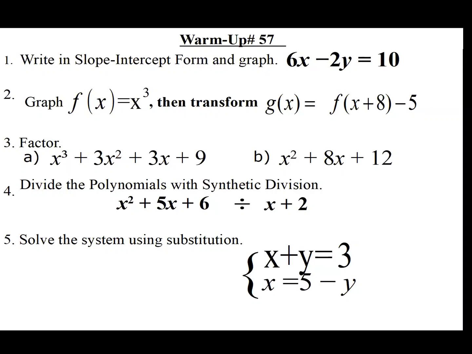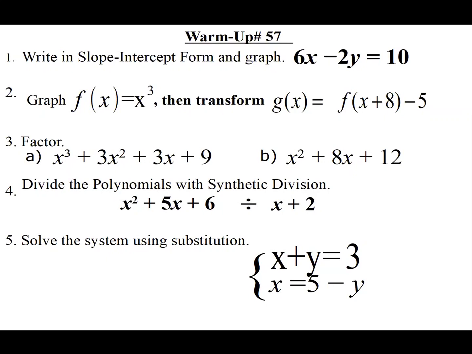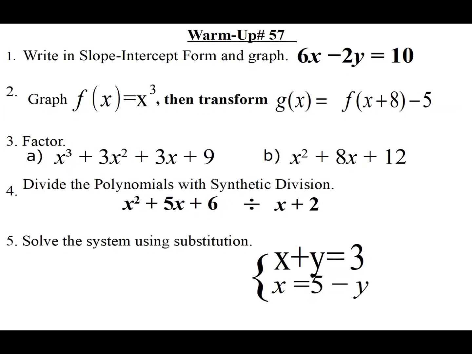Number four, divide the polynomials with synthetic division. Polynomials given, x squared plus 5x plus 6 divided by x plus 2. And last but not least, number five, solve the system by using substitution. And they give us a set of x plus y equals 3 and x equals 5 minus y. All right, copy that and see if you can finish that a little bit faster now that we've been seeing these already for a couple of weeks. Okay, give you some time. Ready and go.